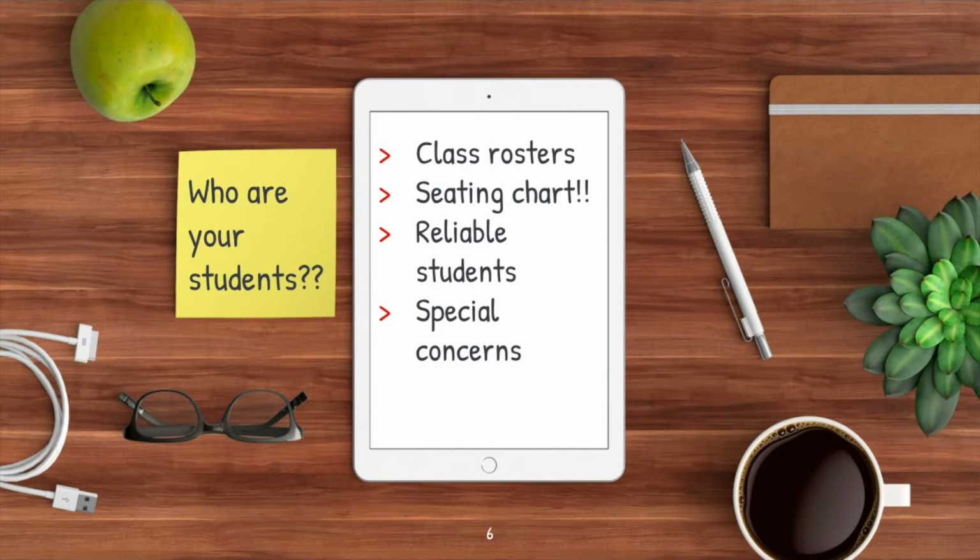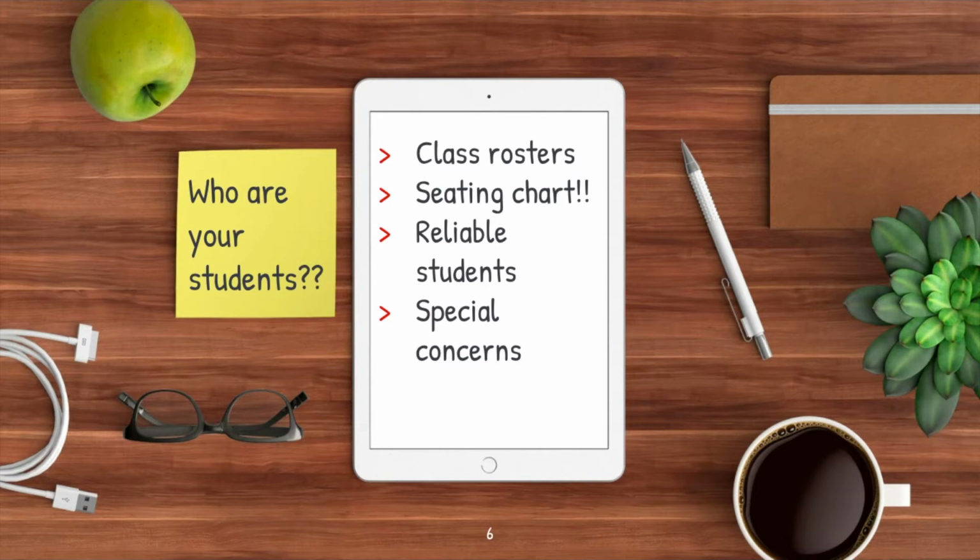If the substitute has a question, that student will tell them the truth about whether something is allowed or not, for example. And if the substitute needs help or needs to send something to the office, they can trust that student to go there and come back to the classroom without getting into any kind of trouble or going anywhere they're not supposed to. And also list any special concerns.